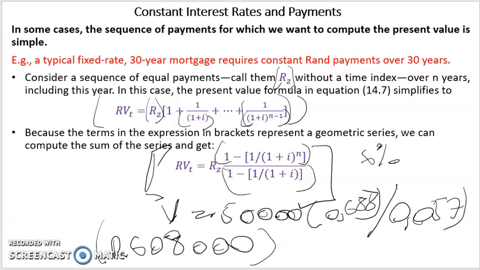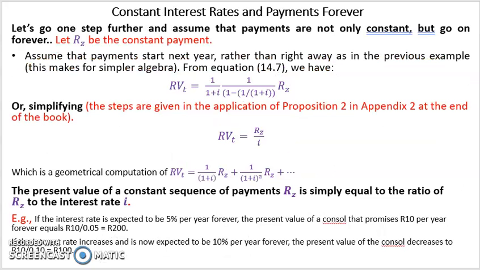Okay, so let's go one step further and assume that the payments are not only constant but go on forever. It is hard to come up with real life examples of such a case. But one example comes from 19th century England, when the government issued consols, which were bonds paying a fixed yearly amount forever. So let R be the constant payment.